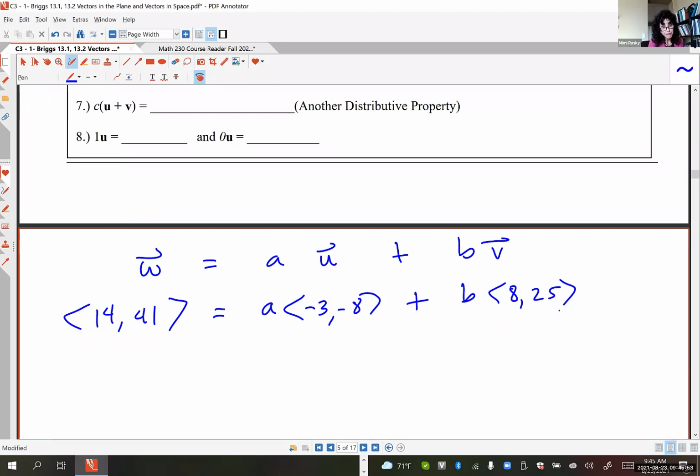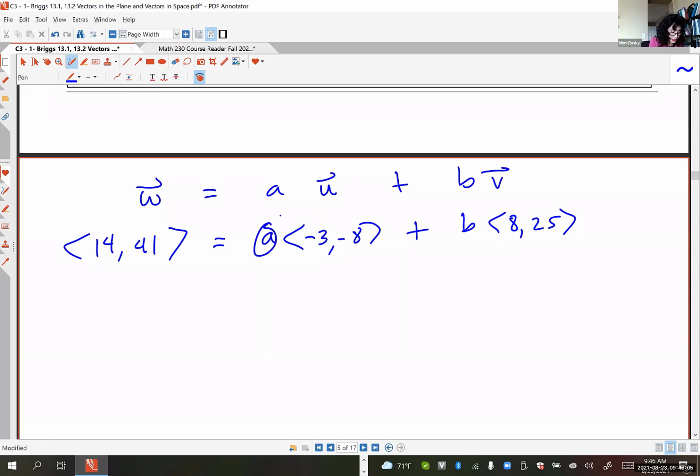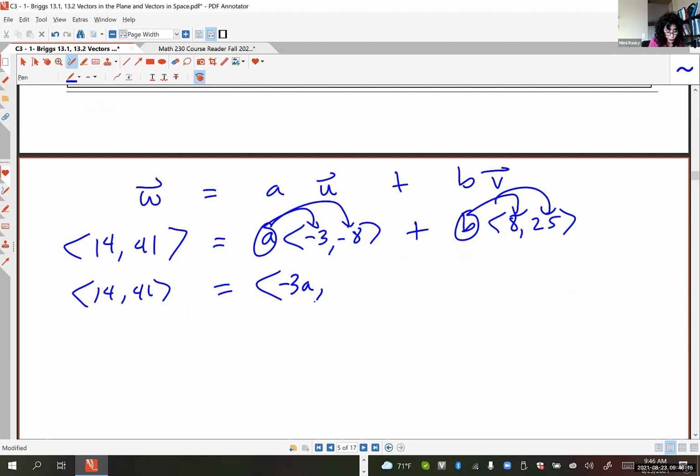Because when you solve a linear system, which is what's going to happen here shortly, you learned how to solve linear systems in your algebra class like 2 years ago. I'm going to do the scalar multiplication because I'm supposed to. So let's do that. When I distribute the A, the first component will be -3 times A, comma, the second component, -8 times A. And then when I distribute my B scalar, I'll have 8B, comma, 25B.